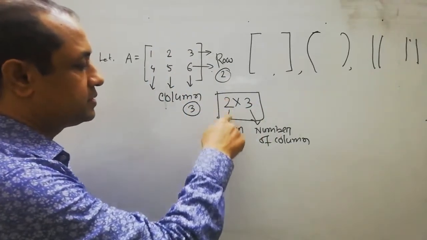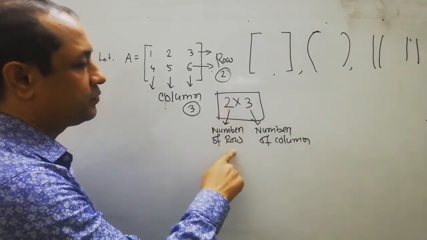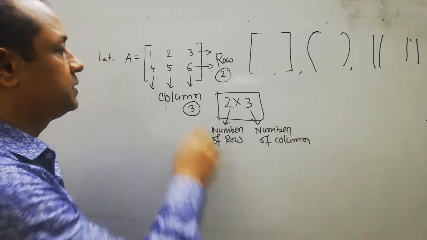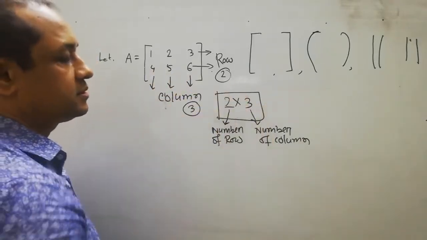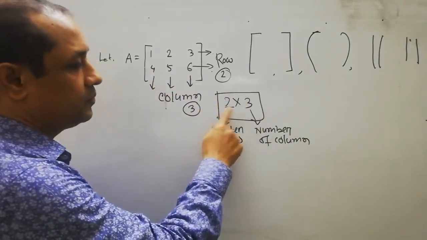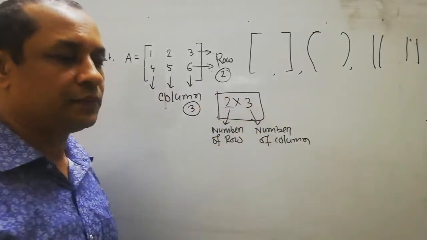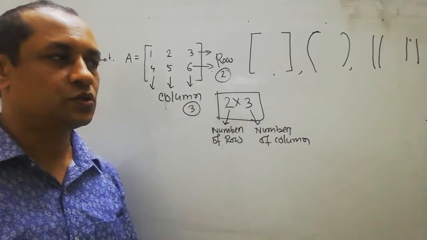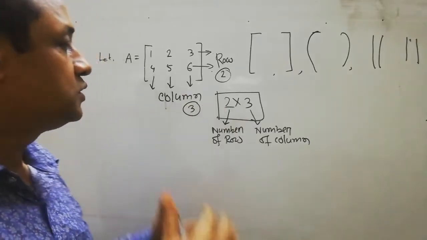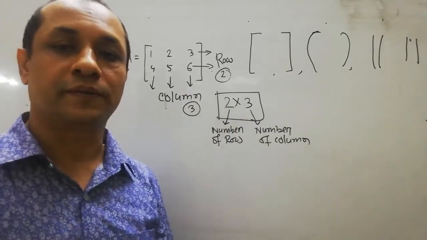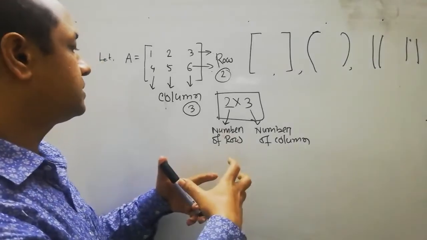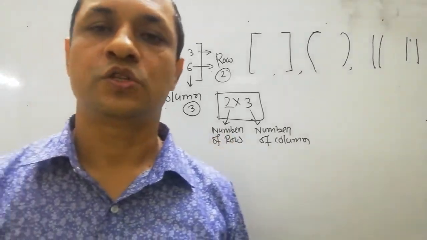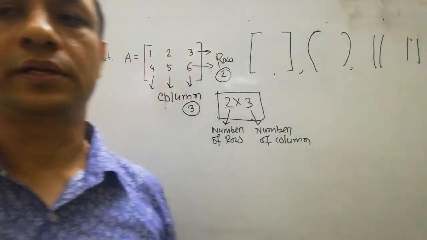The first number expresses the number of rows and the second number expresses the number of columns. In this 2 by 3 matrix, 2 means the number of rows and 3 means the number of columns. So it is the order of a matrix. What is the order of a matrix? 2 by 3. This is the order of the matrix. I hope that students you are clear.